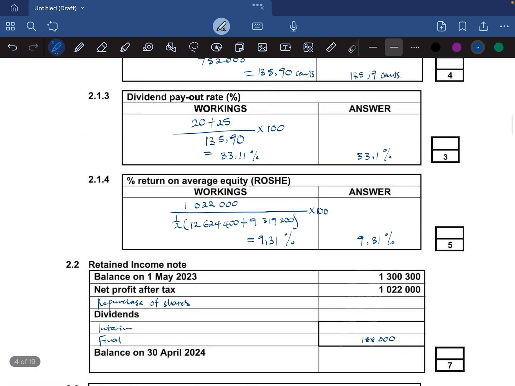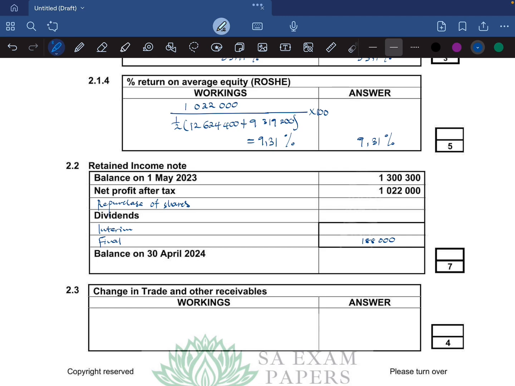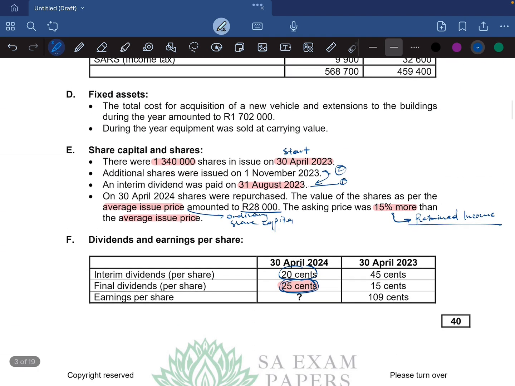Let's look at our repurchase of shares. Okay, so the repurchase of shares, we did mention that we had 28,000 as our average issue price. Okay, and then the asking price was 15% more. We know that the 15% goes to our retained income. So basically the shares were repurchased at 115% of the 28,000. Okay, and then that would be 115% times 28,000, that would be 32,200.